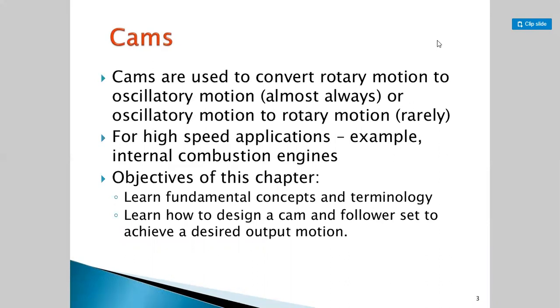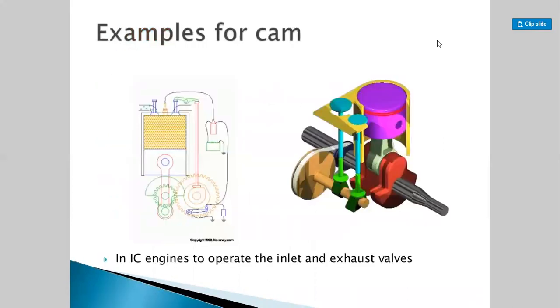Objectives of this chapter. What is the main objective? To learn the fundamental concepts and terminology, and to learn how to design a cam and follower set to achieve a desired output motion.